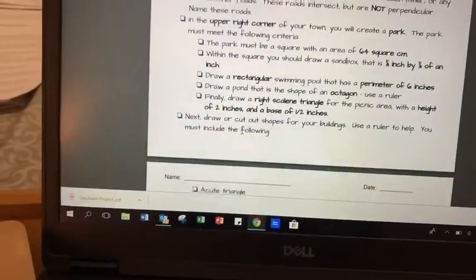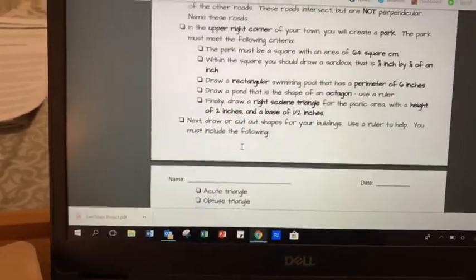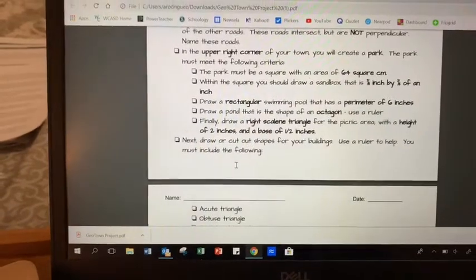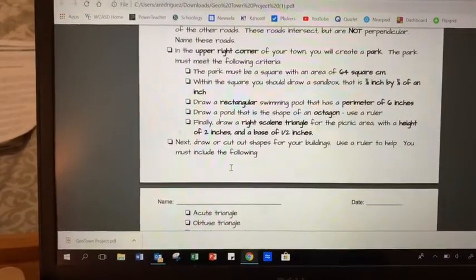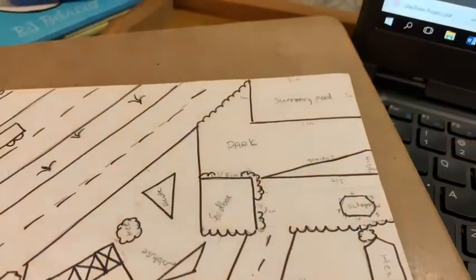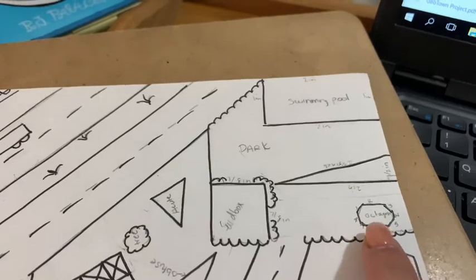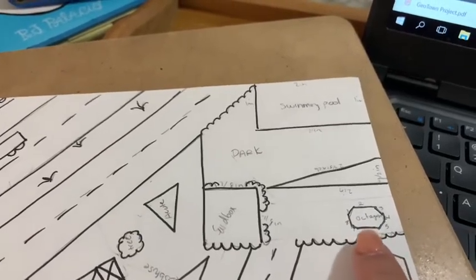Continuing with the park, you will need to draw an octagon. I recommend using a ruler, but once again, this is more geared to when we're in the classroom and those materials are available to students. So if they can just make sure that it's a pretty nice octagon. An octagon has 8 sides, and you can see my octagon here.